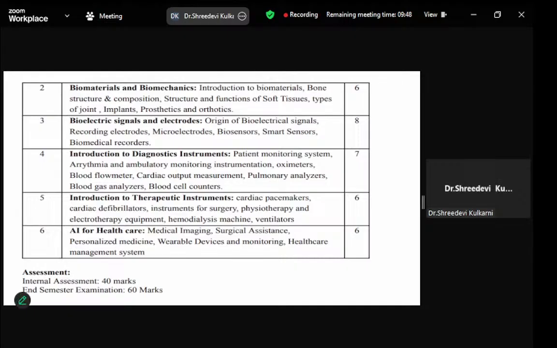The next one, to give you a gist for those students who are interested in biomaterials and mechanics, as madam has already mentioned, is going to be about the biomaterials and the biomechanics. In this, we are going to understand a little bit about the bones, the structure of the bone, the tissues, soft tissues, types, joints, some of the prosthetics, implants, and orthotics. We are also going to learn a little bit about what type of materials are going to be used for implants and prosthetics, and we'll also learn a little bit about orthotics and wellness devices.